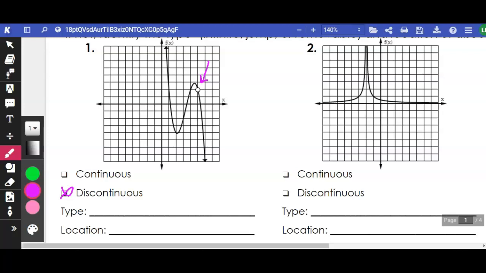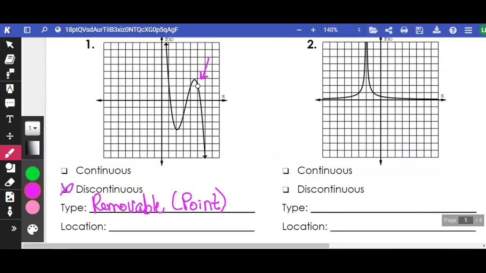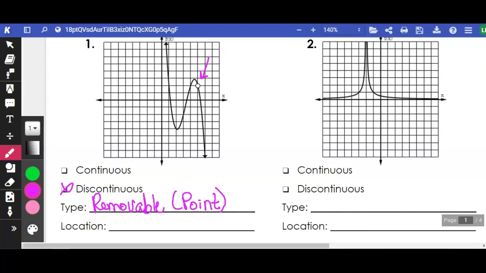So we can't think about it as jumping from one side to the other. There's a hole, which means something was removed. So this is removable discontinuity, or it can also be called point discontinuity. I honestly do not remember what I called it on the quiz, so just know that they're the same thing and you've got to know them both. The location is not the ordered pair of the point. It's always the x value. So I'm at 1, 2, 3, 4, 5. So x equals 5.